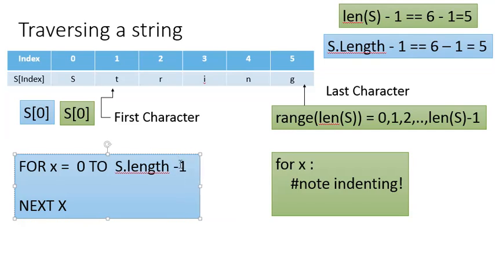Because remember, we started counting from 0, and s length is the number of characters, and I can then do things like print out the value of s at position x.